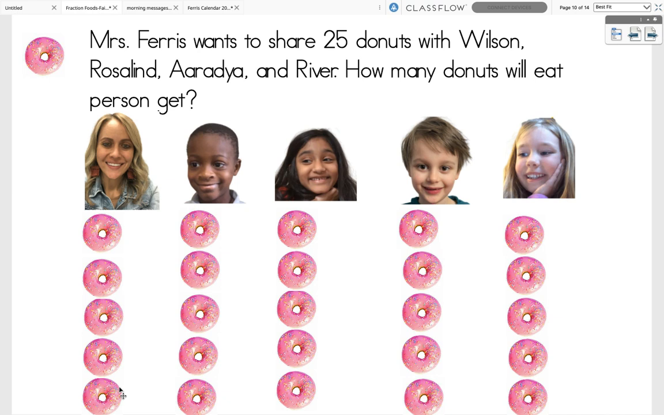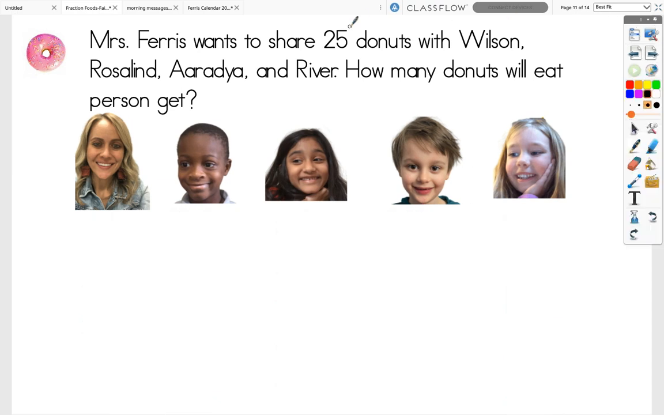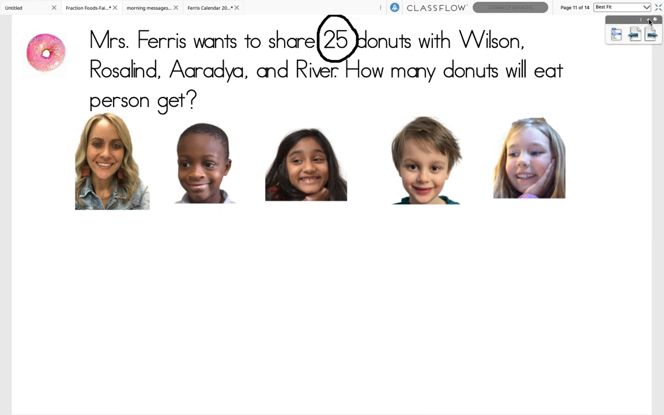Now, if we wanted to try this in a way that might be a little bit more efficient with our time, that's a big word for it would save us time, and it would help us to think about this in a way where we don't have to count every single donut out to every single person, we could start thinking about the number 25. And we could start skip counting. So we could count by 5s, we could count by 10s, we could count by 2s. We'd have to think about what would make the most sense for the number 25.